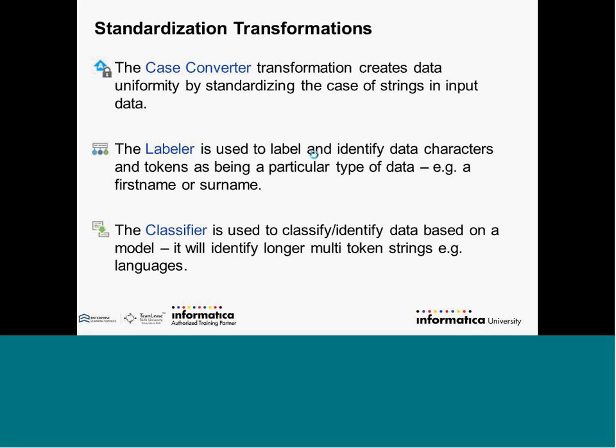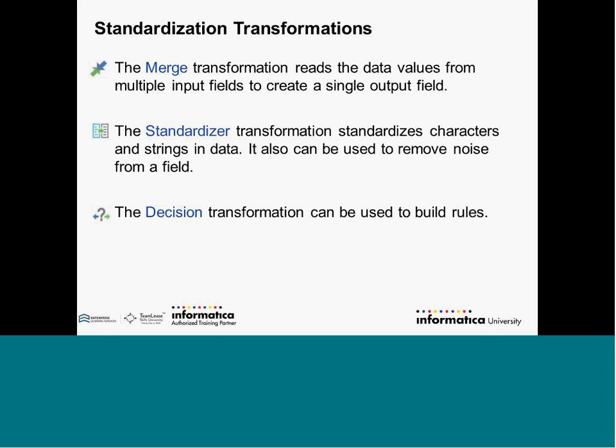We have transformations like case converter, labeler, classifier, merge, standardizer, and decision. So there are different types of transformations. These transformations help you transform the data. I want to give you at least a couple of examples of a few of them.